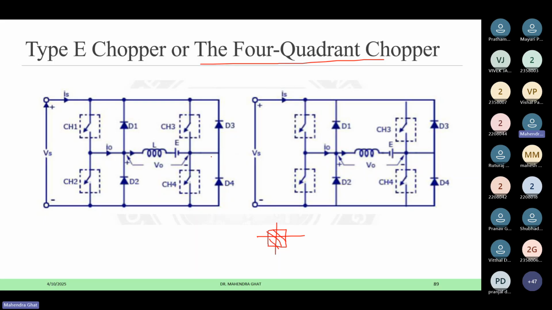If no question, then we can have a 5 minute break. Then we can start how the DC-DC converters or the other converters are used for the electric vehicle charging system.